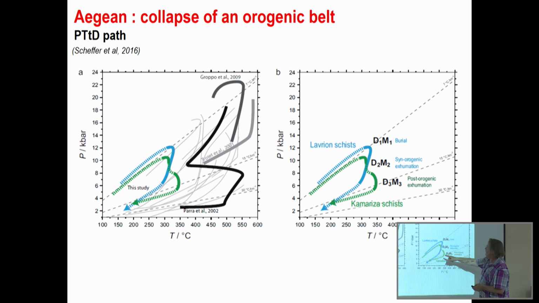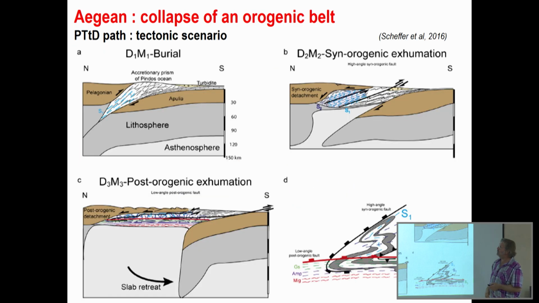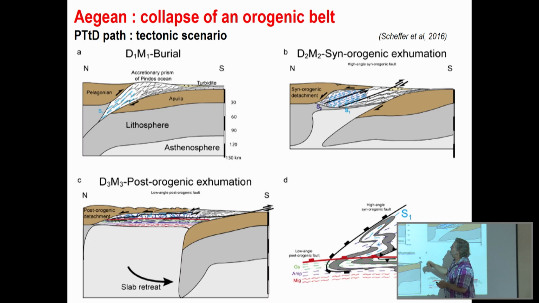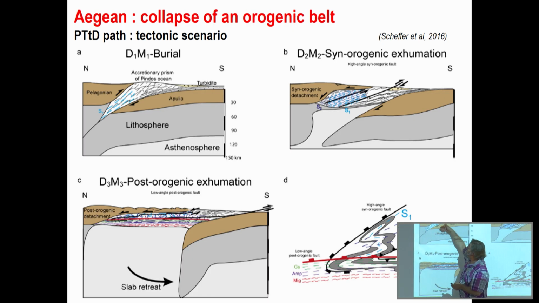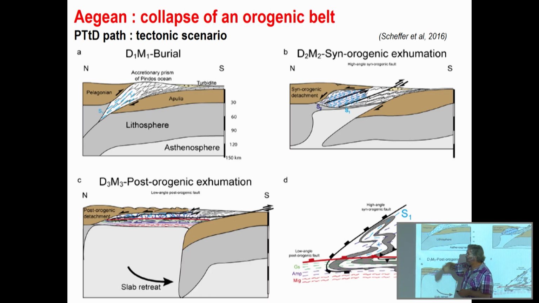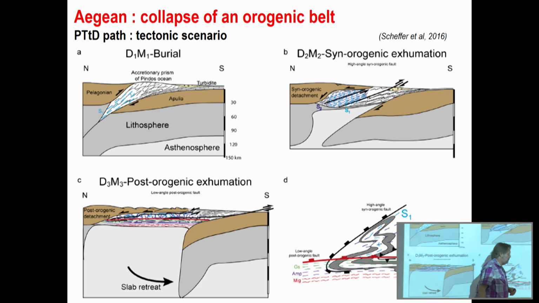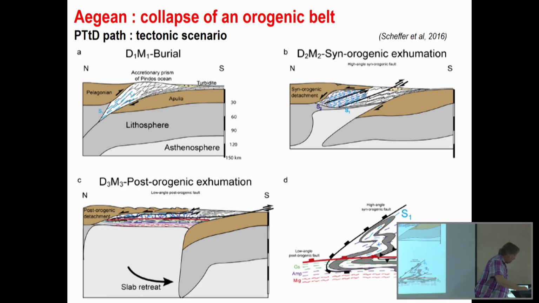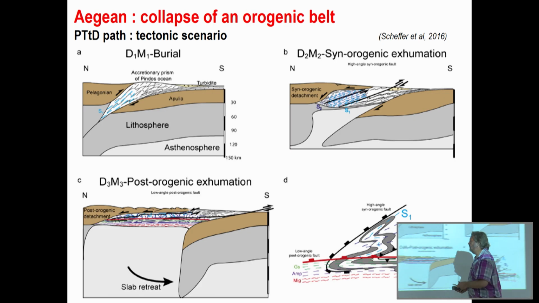And then we can translate that into pressure, temperature, time, deformation, path, D1, M1, D2, M2, D3, M3. So how does that translate into a tectonic scenario? So this is the proposition, that D1 records burial and asymmetric folds associated with burial as the F1 folds.